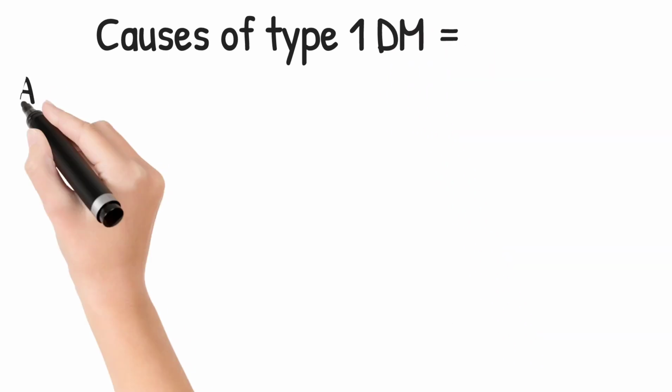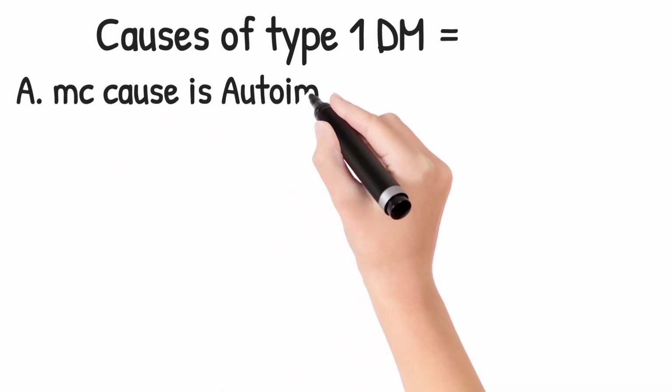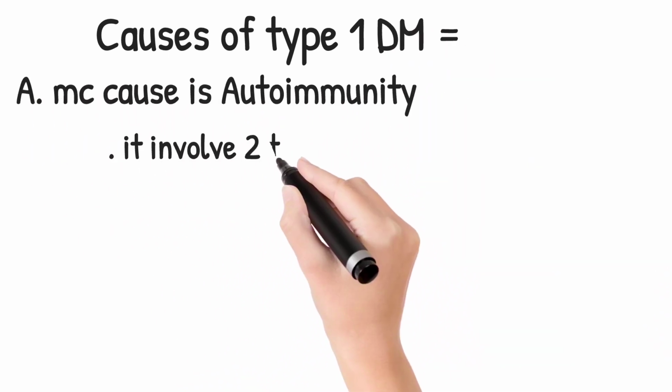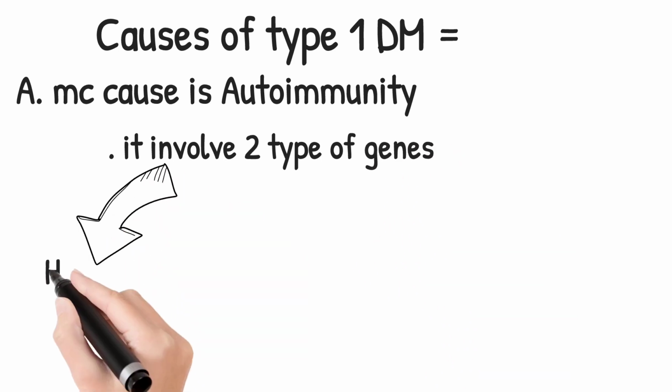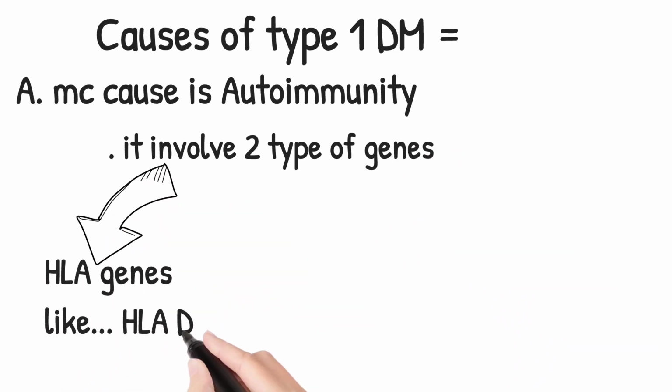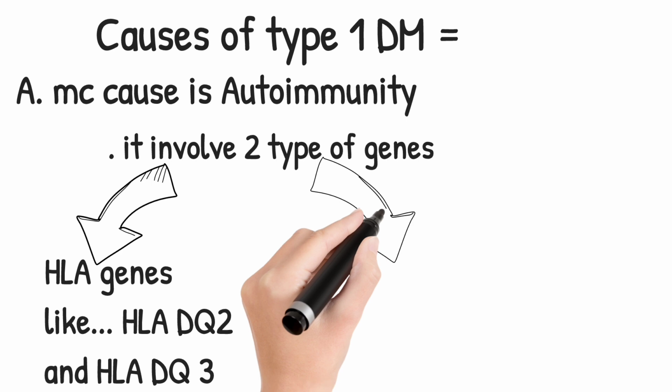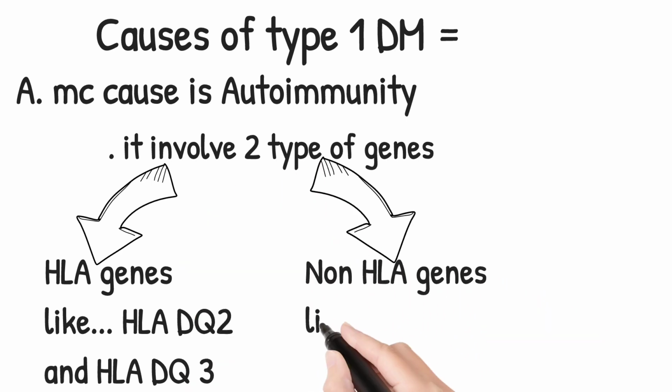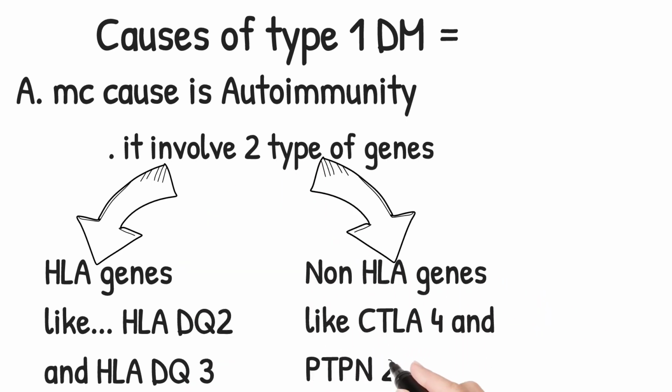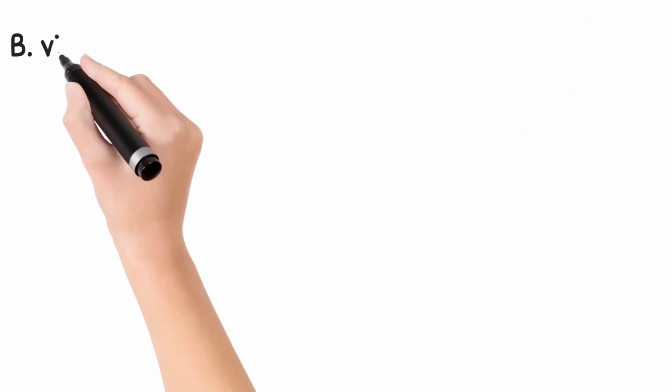Causes of type 1 diabetes mellitus. The most common cause is autoimmunity. It involves two types of genes. The first one is HLA genes like HLA-DQ2 and DQ3. The second one is non-HLA genes like CTLA4 and PTPN22.